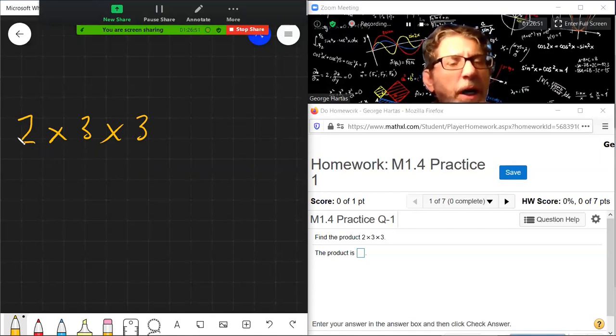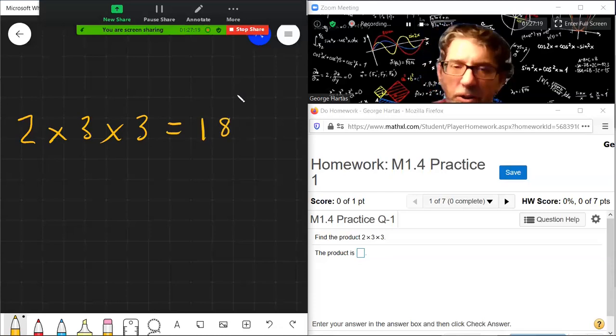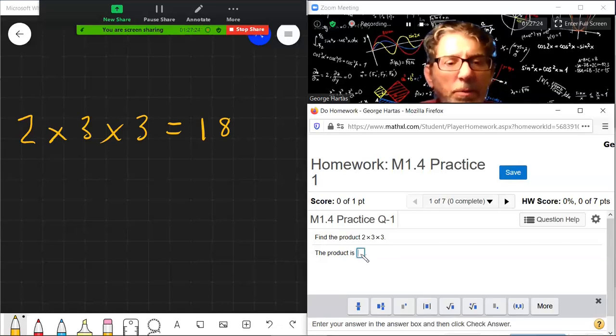So let's just multiply left to right. We could multiply in any way we want, because for multiplication, due to the commutative and associative properties, we can multiply right to left, left to right, do these first or those first, we'll still get the same answer. But just for the sake of this problem, let's do it left to right. 2 times 3 is 6. 6 times 3 is 18. So I really see this as a warm-up to the tougher problems coming up.